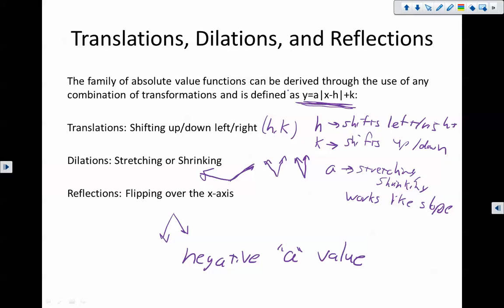Okay, so these are the fundamentals. We're going to do a bunch of examples, but we're going to do those in the next video.